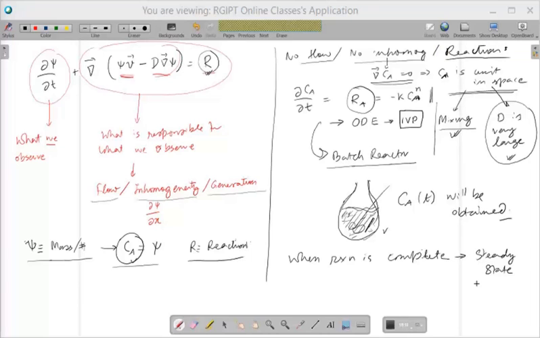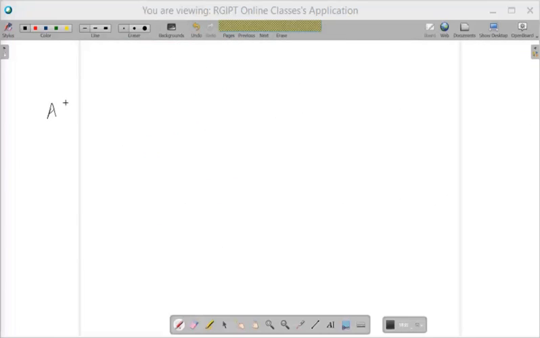Now let's make the problem a little more interesting. Consider this problem, where I have more than one reaction going on. Let's say A transforms to B with some rate constant K1. Let's assume they are all first order. B transforms to A with some rate constant K2. B transforms to C with some rate constant K3. C transforms back to B with some rate constant K4. A transforms to C and C transforms to A.